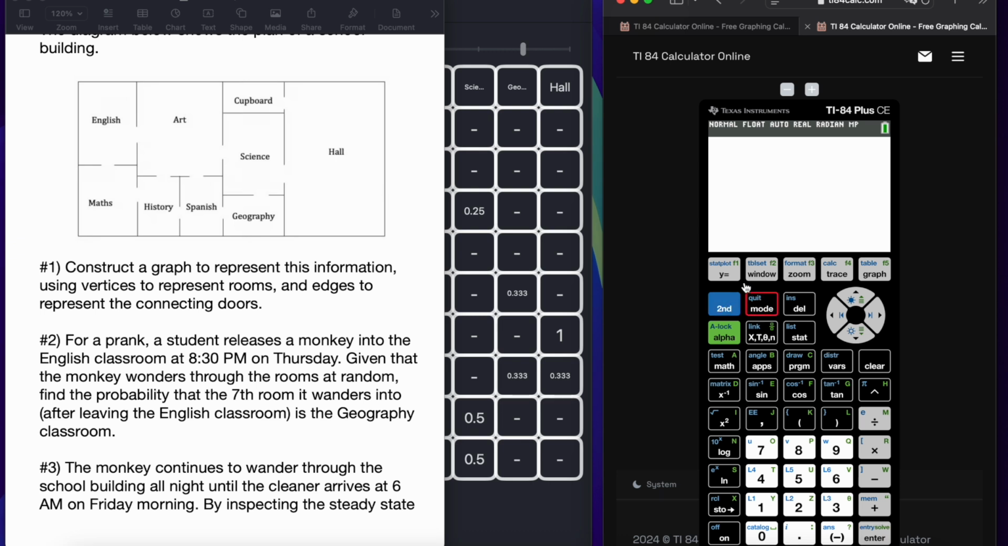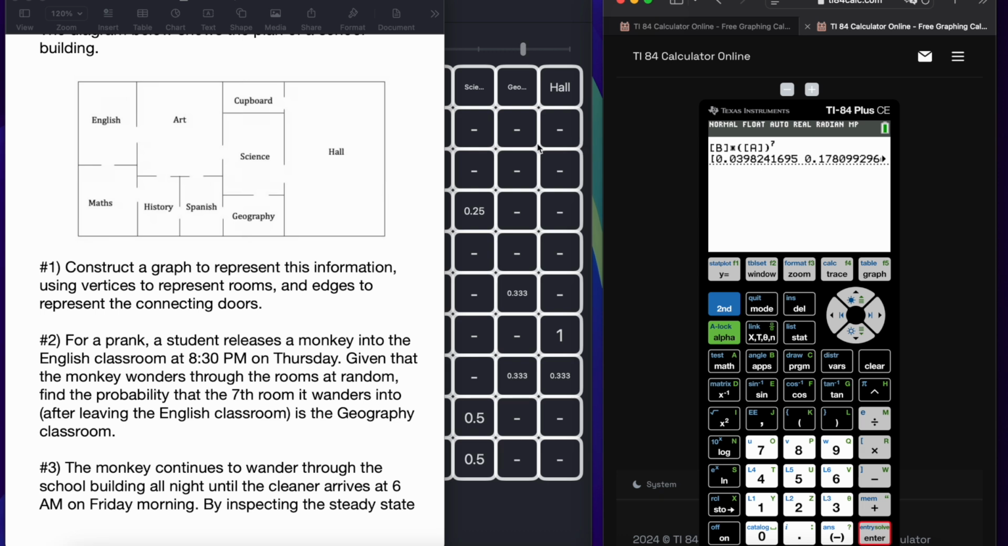So I'm going to exit out of this. I want to select first my initial state matrix. So I'm going to press second, matrix, and then it's going to be matrix B. Hit enter. And then we're going to have times, and then in parentheses, I'm going to go to second, matrix, matrix A, close parentheses, raised to the power of 7. Hit enter. Okay, here we have our answer.